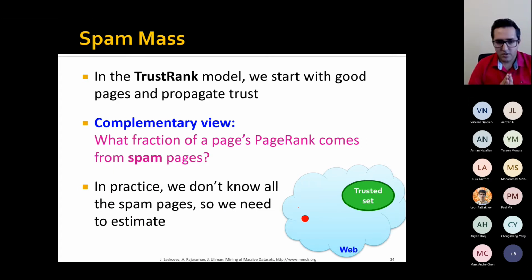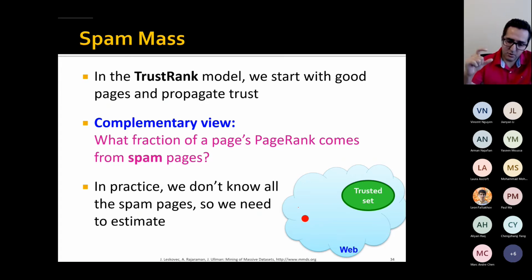All right, and the last thing I want to talk about is just a different view of what I explained. In what I explained, I said, okay, we start from some good pages, and then we propagate trust to other nodes, and then we have a threshold. If this page's trust score is higher than the threshold, it's a good page. Otherwise, it's a spam page. A slightly different view of the same problem, a different angle of looking at the problem, is: what fraction of a page's PageRank comes from spam pages? That's another way you can model it, right?